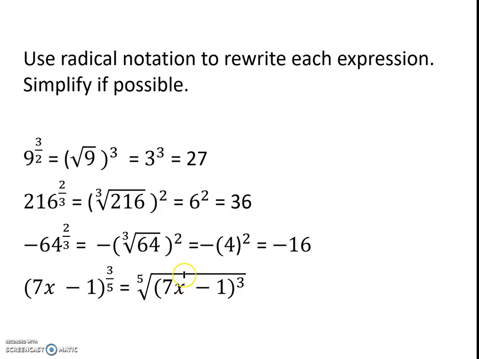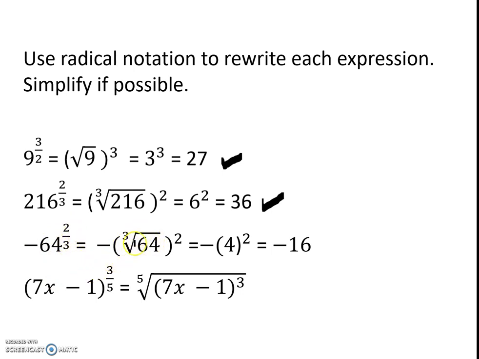Use radical notation to rewrite each expression and simplify if possible. So we have 9 to the 3/2, which we can write as the square root of 9 cubed. We know the square root of 9 is 3, so we have 3 cubed, which is 27. 216 to the 2/3, well, we know the cube root of 216 is 6, and that's squared, so 6 squared simply becomes 36.